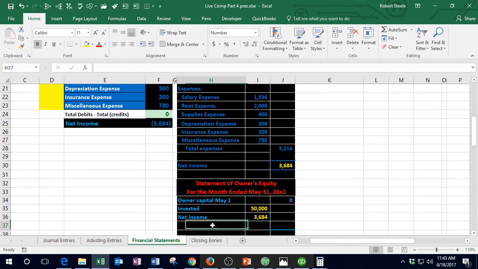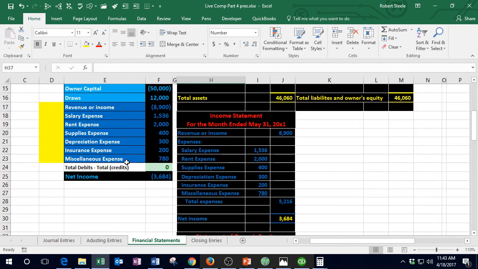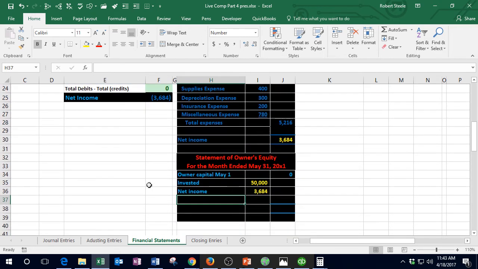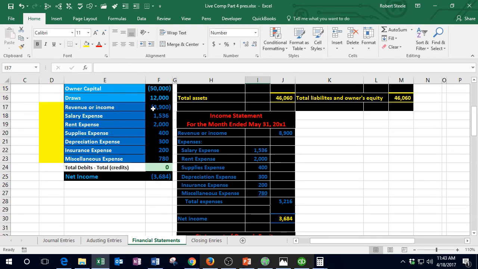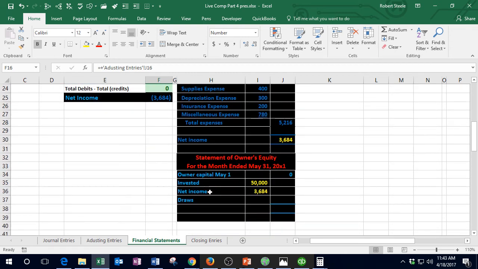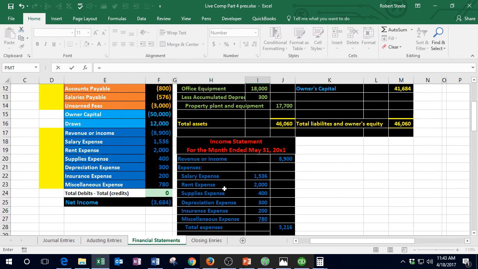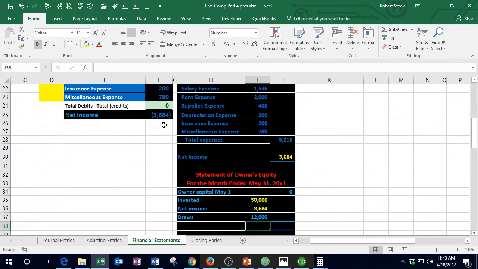And that will give us the net. Then we have the draws. So we found a home for everything except for now the draws. The draws I'm going to pull in here. Say that equals the draws. Now we found a home for everything.